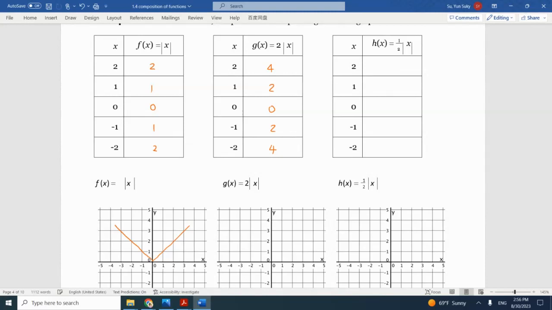Okay, let's plot the points. 2, 4. Here. 1, 2. 0, 0. Negative 1, 2. Negative 2, 4. Okay, connect them together. This is the new graph. So far, so good. Can you see from this picture to this picture? It's like you can stretch it. Yes, you stretch it. So it's more skinny, right?